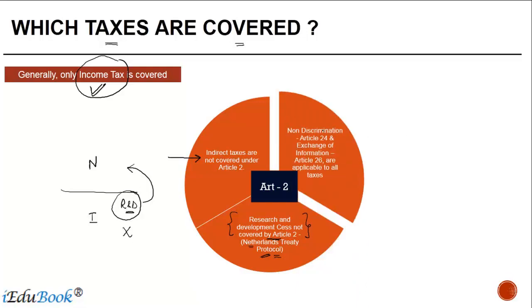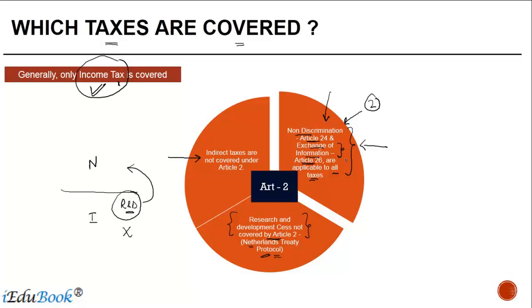However, the definition of tax which is given in Article 2 generally does not apply to the non-discrimination clause, which is Article 24, and the exchange of information clause, which is Article 26, which are generally applicable to all taxes. But having said this, it is not a rule of thumb that Article 24 and Article 26 will cover all forms of taxes. Normally, if you look at Article 24, there's a specific mention that it shall apply to all types of taxes.